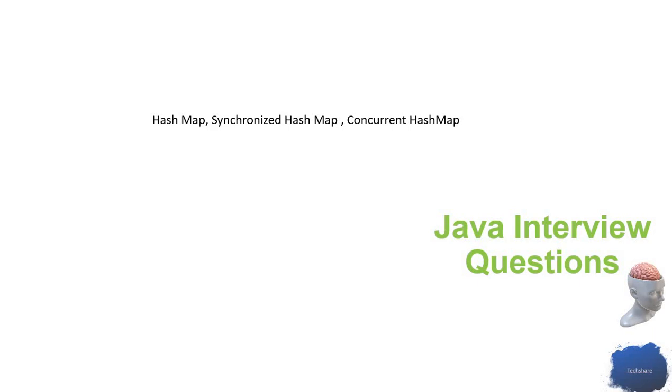So in this Java interview questions video, I'm going to cover what's the difference between HashMap and Synchronized HashMap, and the latest one, which was introduced as part of the JDK 5 concurrency package. It's called a ConcurrentHashMap. So let me start with the fundamentals.